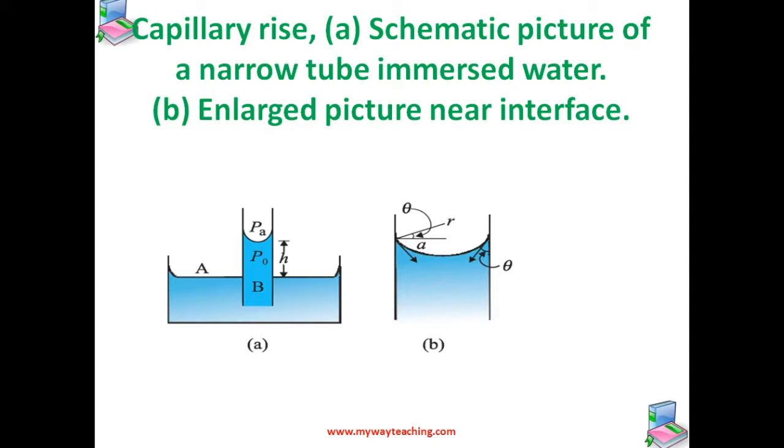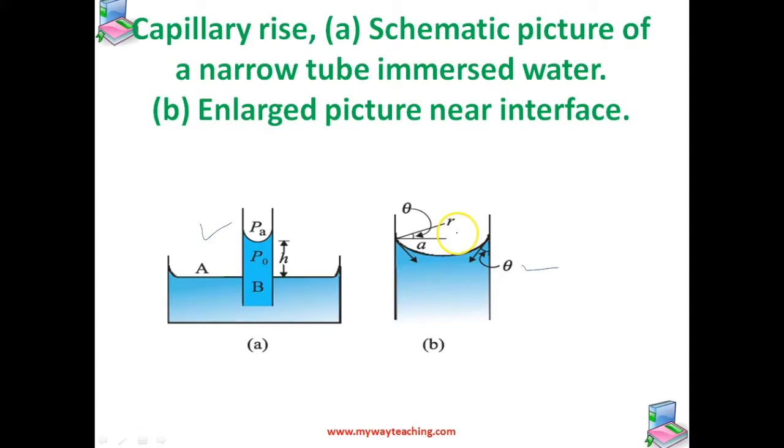Consider a vertical capillary tube of circular cross section of radius a, which is inserted into an open vessel of water, as you can see in this figure. The contact angle between the water and the glass is acute, which means the surface of water in the capillary is concave.